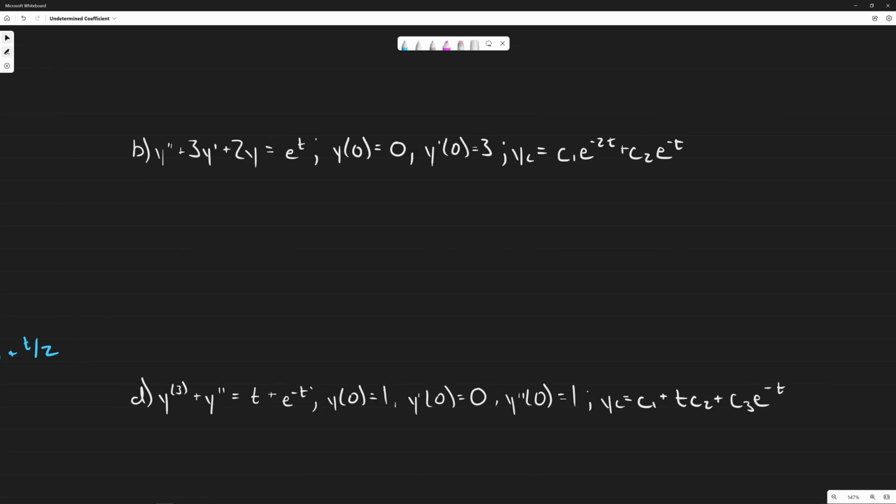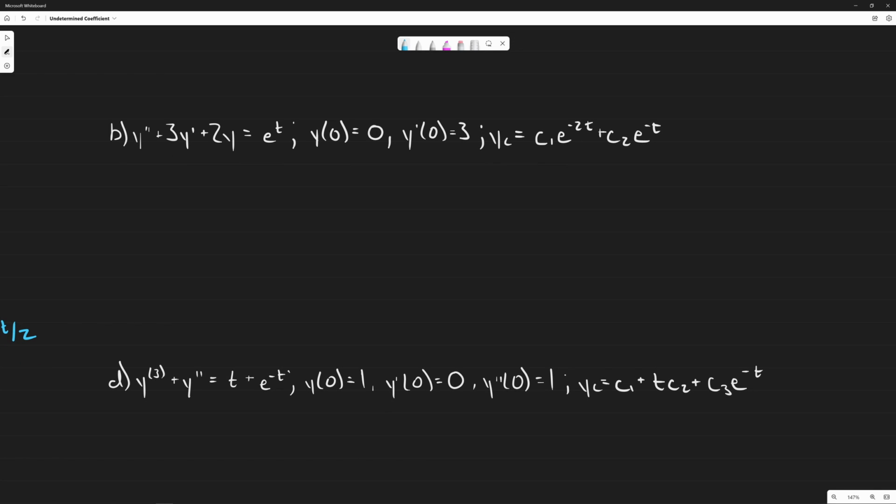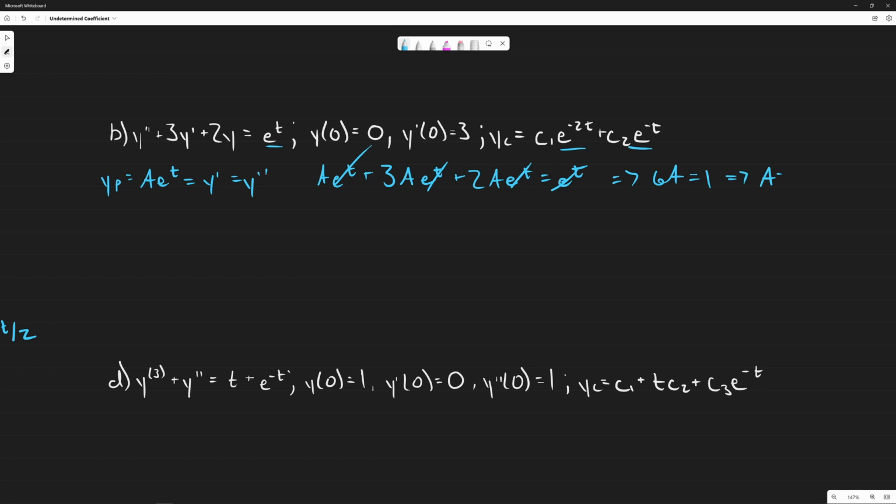Now for part B. We have our function equal to e to the t, and we can see that in the homogeneous set we don't have any e to the t. Lucky for us, we can let our particular solution equal a e to the t, which is the same as its derivatives. So when we plug in, we'll get a e to the t plus 3a e to the t plus 2a e to the t, and that is equal to e to the t. Exponentials cancel out, and we are left with 6a is equal to 1, or a is equal to 1/6.